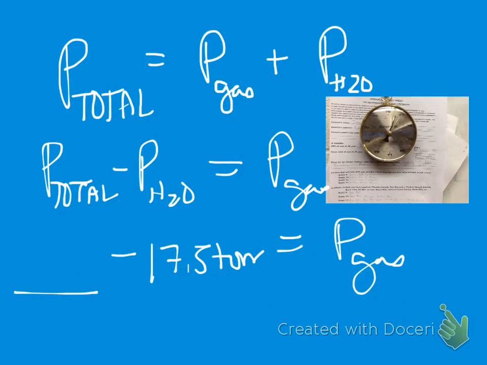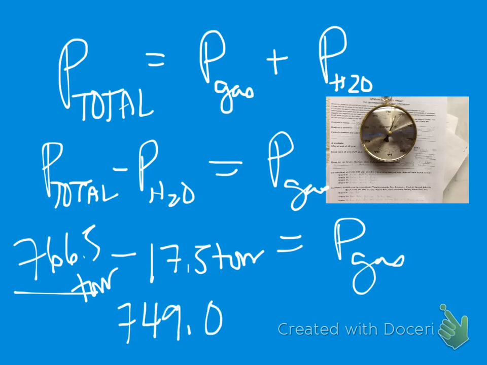So we just use a barometer in the lab. So this is 766.5. We have 17.5 torr for our partial vapor pressure of water. So what's the pressure of the carbon dioxide in there? 749. 749.0, because this is subtraction, so we can go as many decimals as we have. So the partial pressure of our CO2 in there would be 749.0 torr.